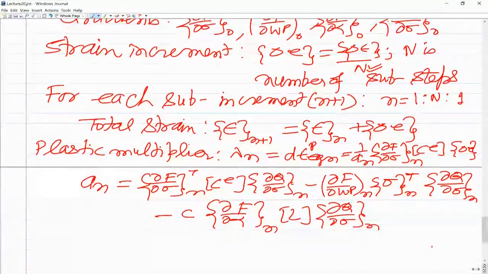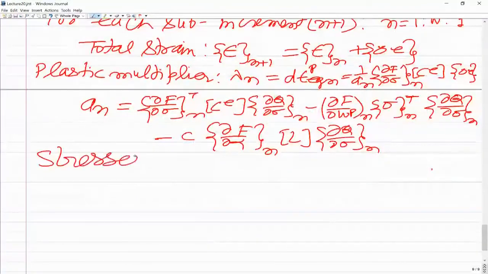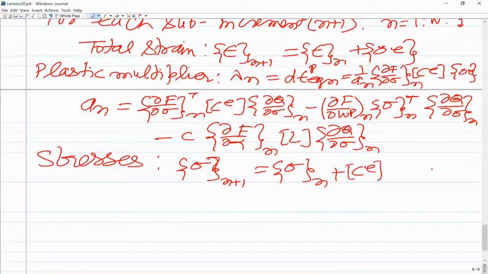So you calculate this and then update the stress. So when you look at the stresses, sigma for the current sub step n plus 1 will be equal to sigma for the previous sub step, sigma n, plus Ce into delta E, minus lambda n times del q by del sigma calculated at the previous step. So this is how you update the stress, and then you also update the plastic strain.